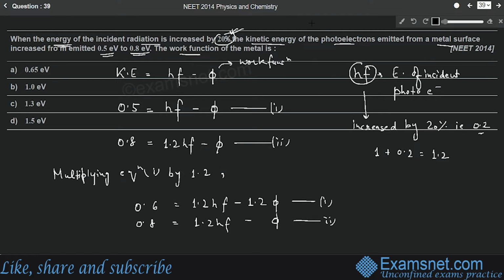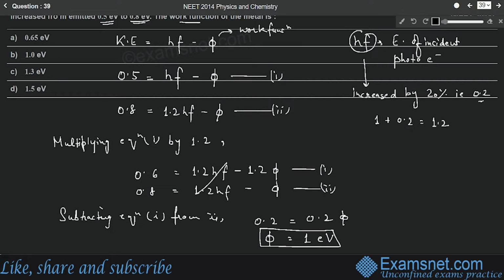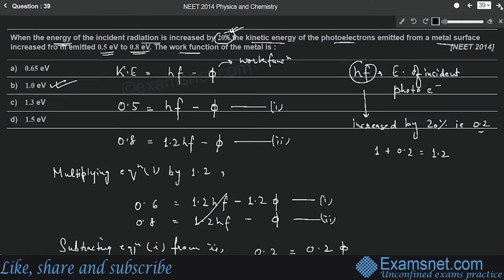Now if we subtract equation 1 from equation 2, this 1.2 hf will be cancelled. So on the left hand side we'll get 0.8 minus 0.6, that is 0.2, and on the right hand side we'll get 0.2 phi. So from here we get the value of phi equal to 1, and the unit will be electron volt. So the work function in this case will be 1 electron volt. That means option B will be the correct answer. Got it?